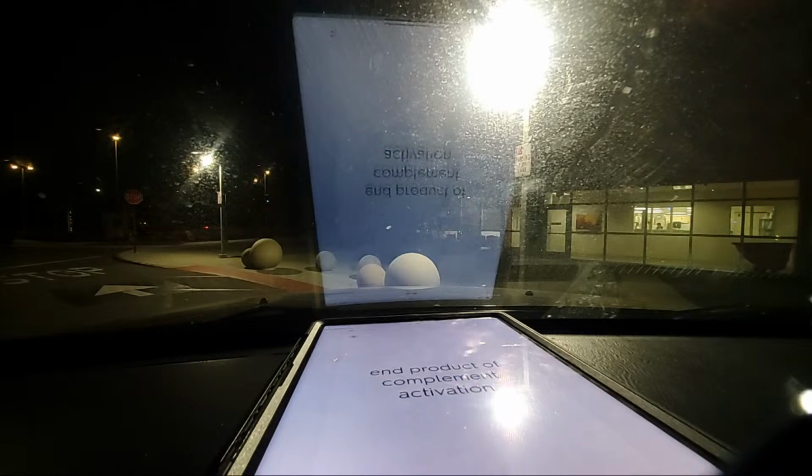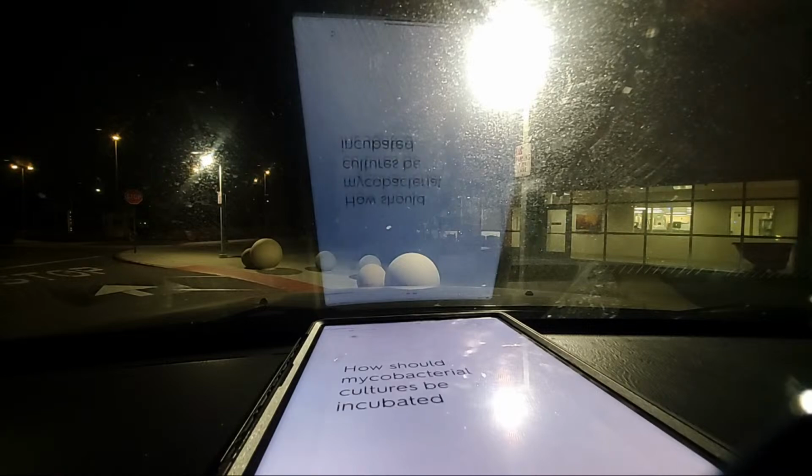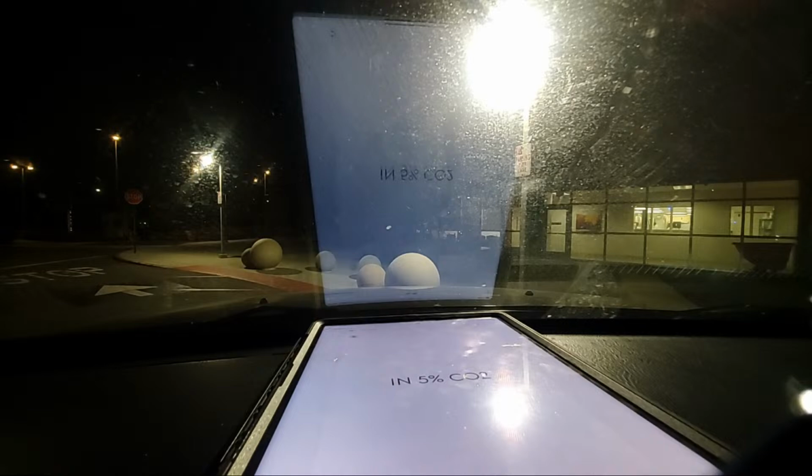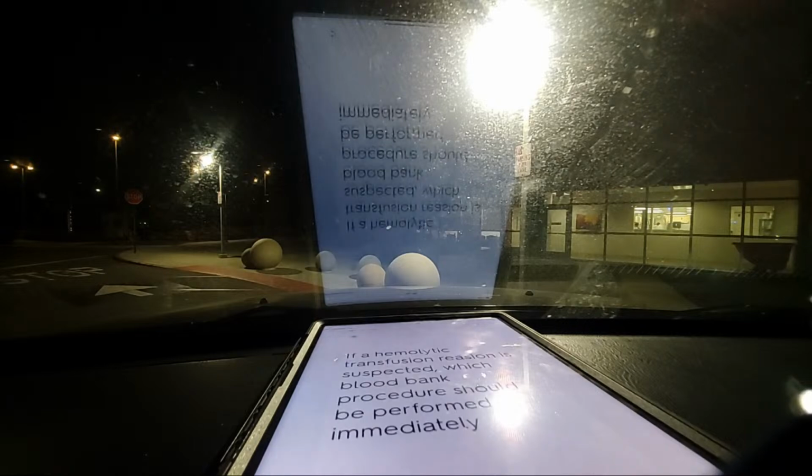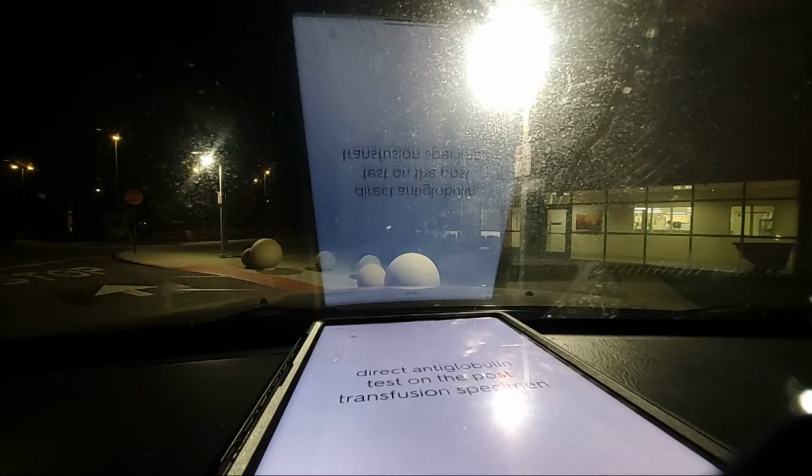End product of complement activation. Cell lysis. How should mycobacterial cultures be incubated? In 5% CO2. If a hemolytic transfusion reaction is suspected, which blood bank procedure should be performed immediately? Direct antiglobulin test on the post-transfusion specimen.